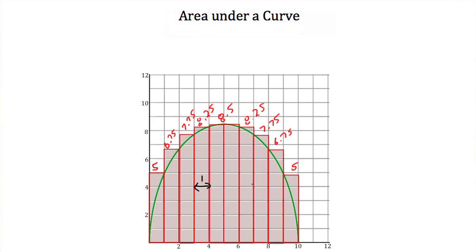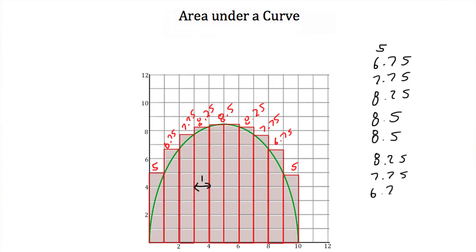Now all of these have a width of 1, so if we take these heights and multiply it by 1, our area is the same as the height of all of these rectangles. So 5, 6.75, 7.75, 8.25, 8.5, 8.5 again, 8.25, 7.75, 6.75, and 5. Add them all together, and we'll get 72.5. So by using circumscribed rectangles, we're estimating the area underneath this parabola to be approximately 72.5. So notice if you use circumscribed rectangles, your estimation is going to be a little high. If you use inscribed rectangles, your estimation is going to be a little bit low.